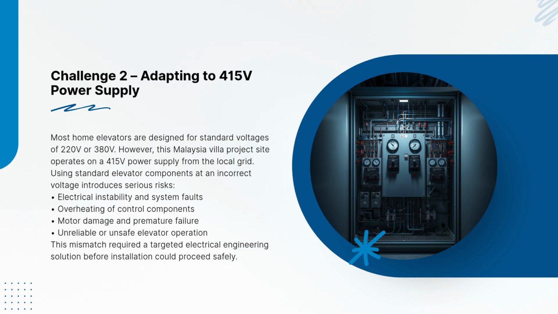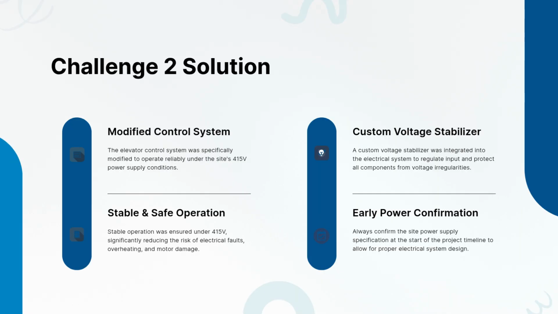Challenge two: 220V power supply. The second issue was electrical. Many home elevators are commonly designed around 380V or 400V power, depending on the market and system type. But this project required operation under 220V. Using standard electrical components under unsuitable voltage conditions can create problems such as electrical instability, control faults, overheating, or long-term motor damage. So the control system needed to be adapted to the local power condition.